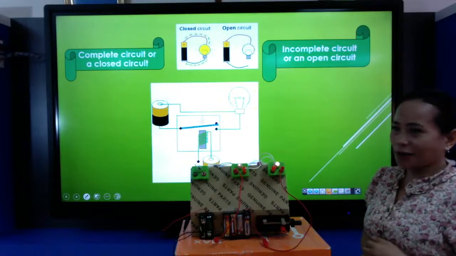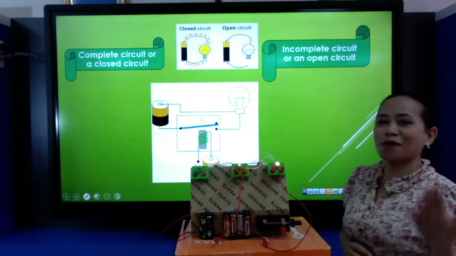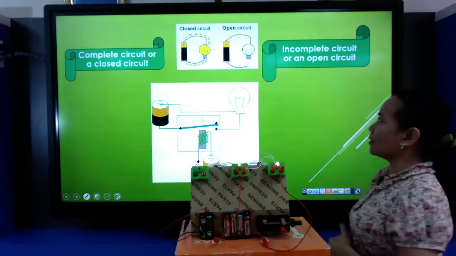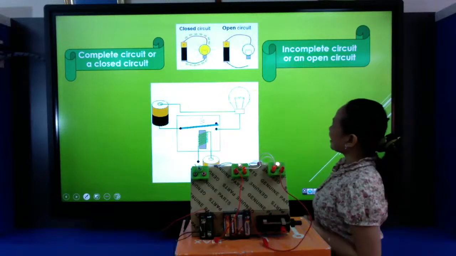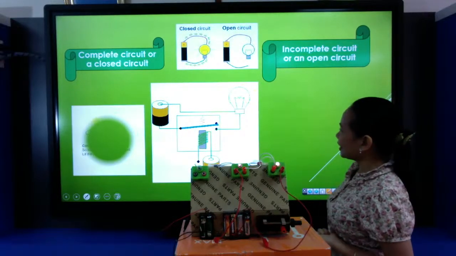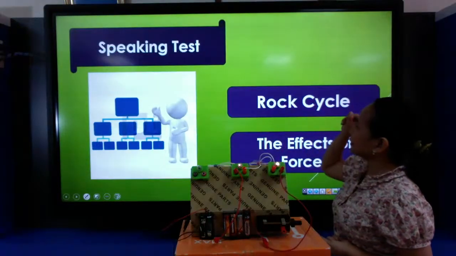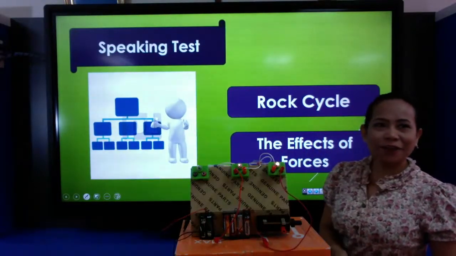Are you ready for our test, of course? We have our worksheets, but I'm not giving you online worksheets, so probably next week. Another one here, class: the complete and the incomplete circuit. And then get ready for announcements.